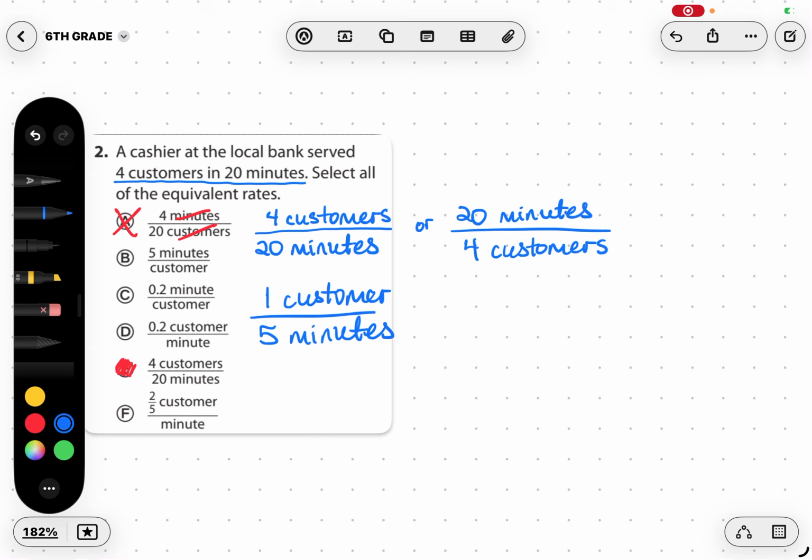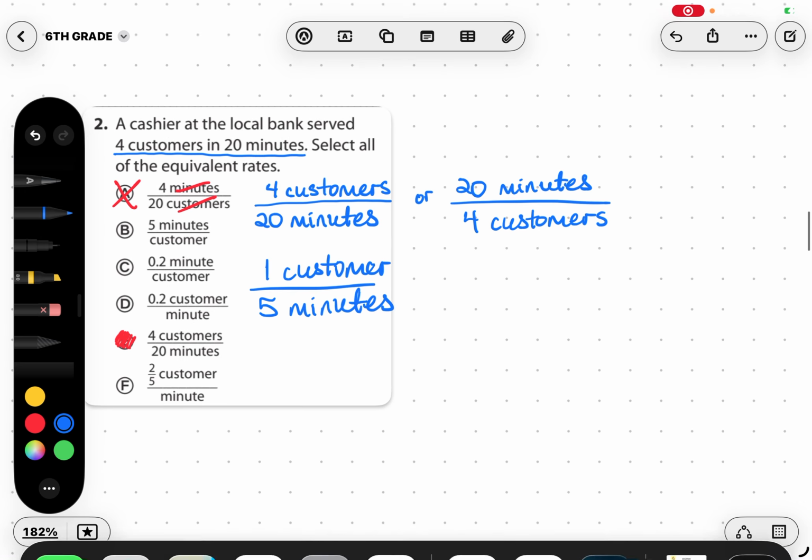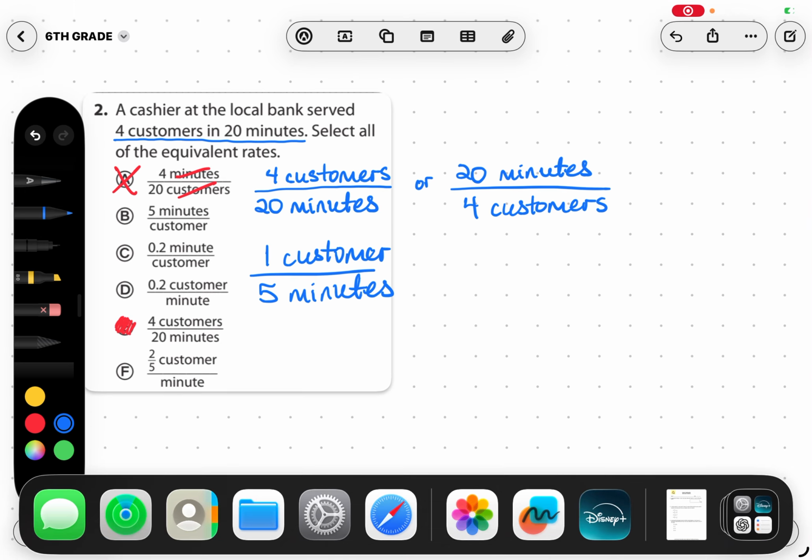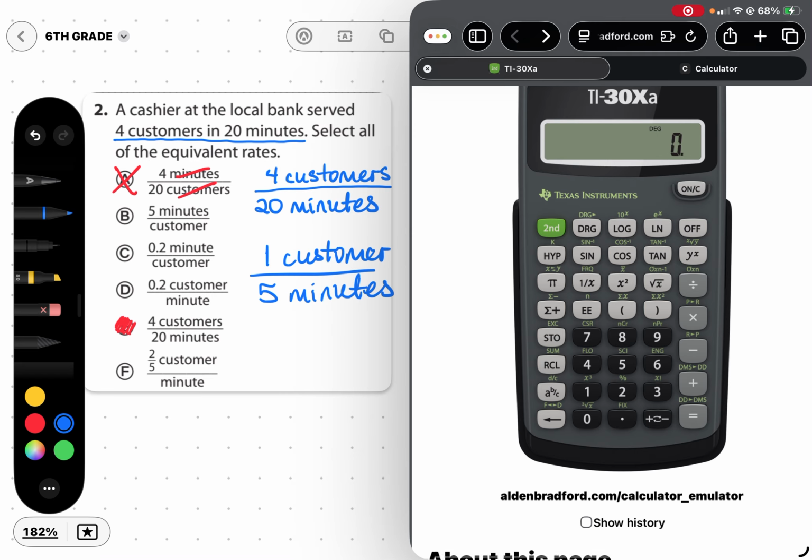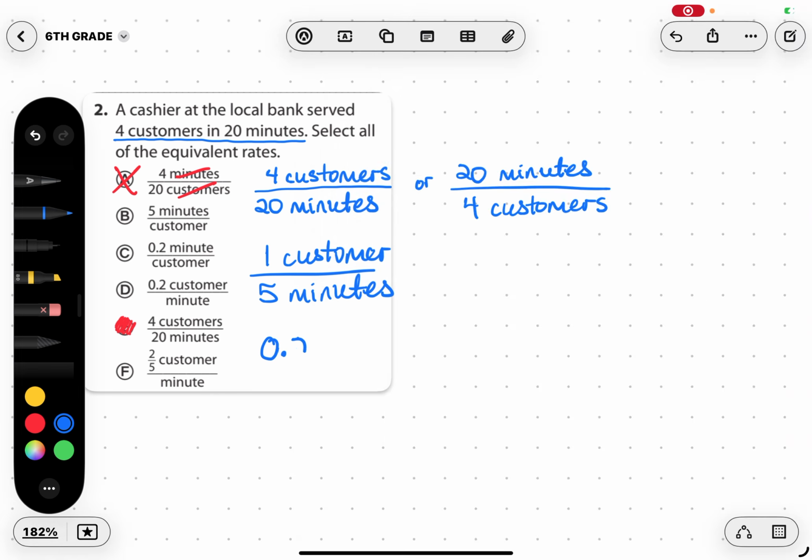Now, another way we could do this is to figure out what 1/5 is as a decimal. Okay. So let's go back to the calculator and let's just type in 1 divided by 5. 1, division button, 5, and then you put equals. It's 0.2, so we could put 0.2 customer for every minute or per minute, for every 1 minute, okay?